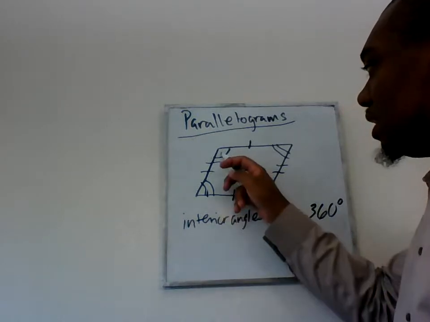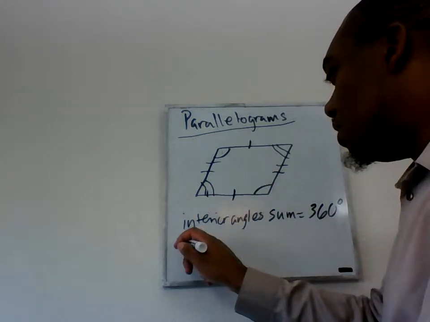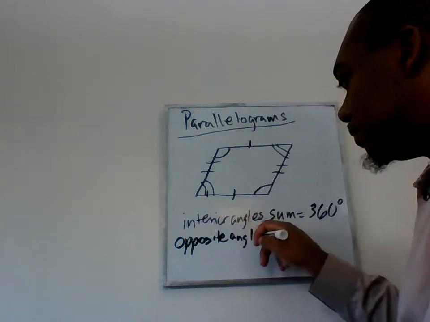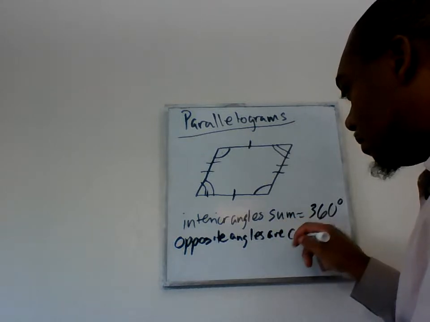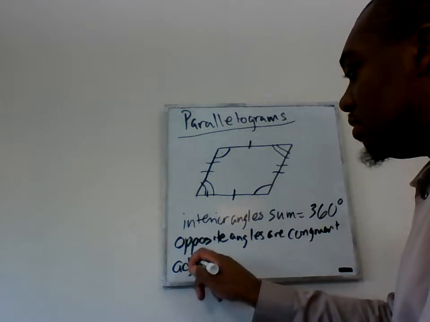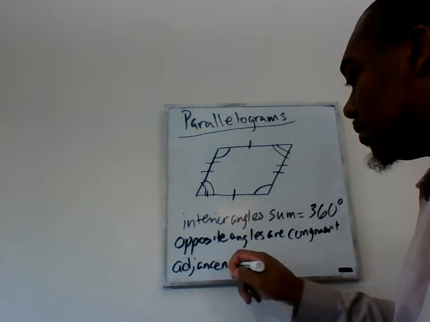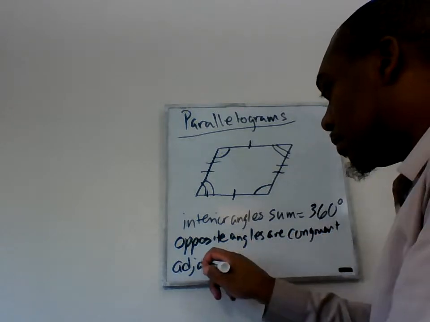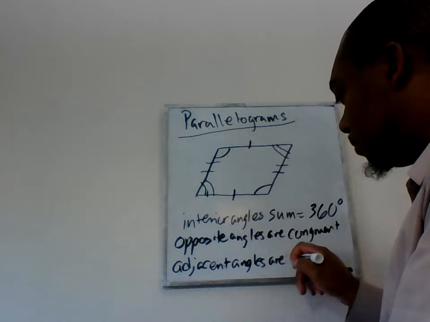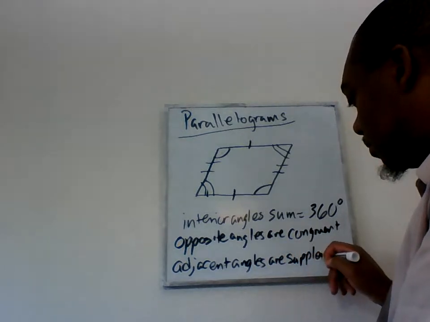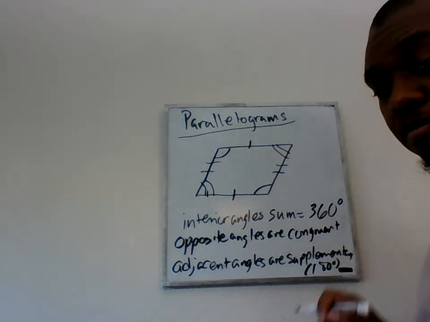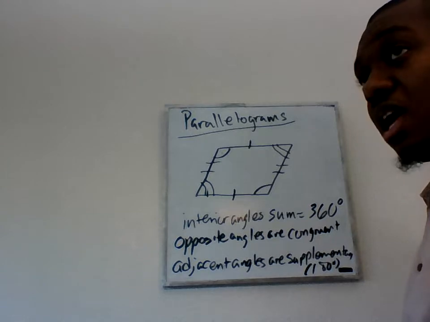Well, that means that adjacent angles, so we know opposite angles are congruent. We also know then that adjacent angles are supplementary. In other words, they're 180 degrees when I add it up. Okay? Well, let's look at an example.